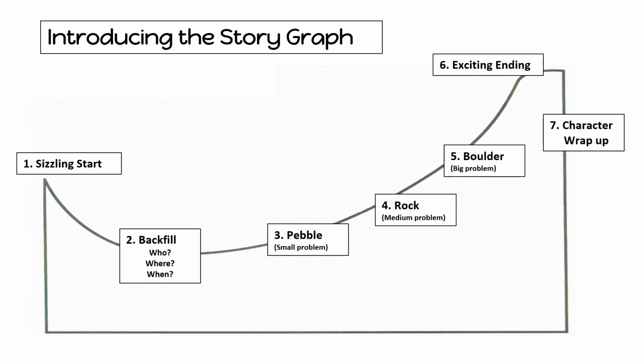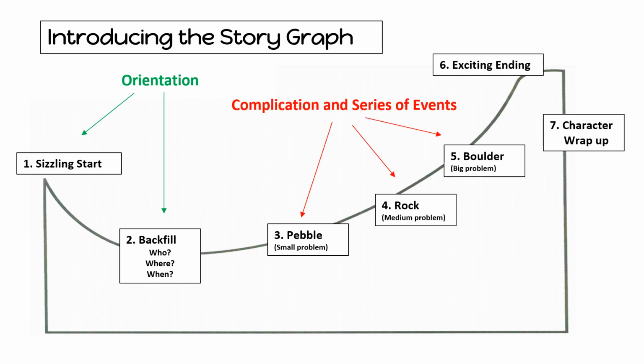So now we're going to try and put this together with what we already know, that a story has 3 parts. And the first part was our orientation. And our orientation takes in our sizzling start and our backfill. Our pebble, rock, and boulder, that's our complication and series of events. And the final part is our resolution. And that's where we've got our exciting ending and our character wrap up.